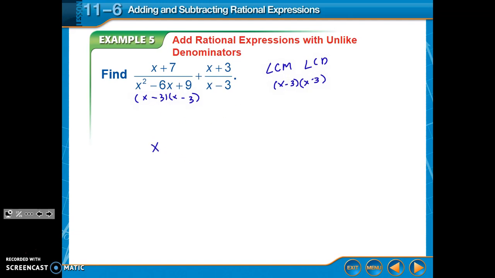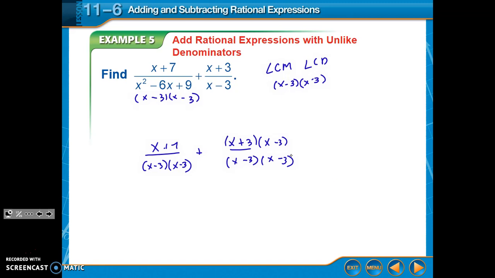So I'm just going to write this as x plus 7 over x minus 3 times x minus 3. Okay, and then this one here, I have x plus 3 over x minus 3. So in order to get this the same, I need one more x minus 3 here. So if I do x minus 3 to the bottom, I also have to do it to the top. So now I have this.